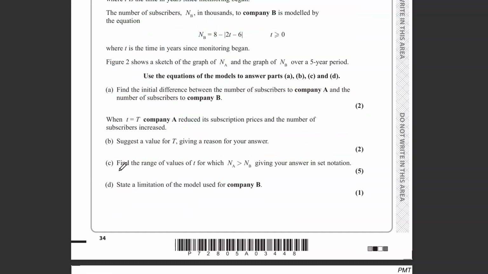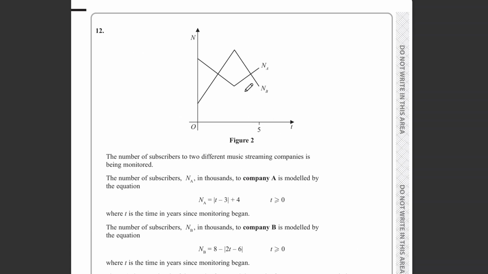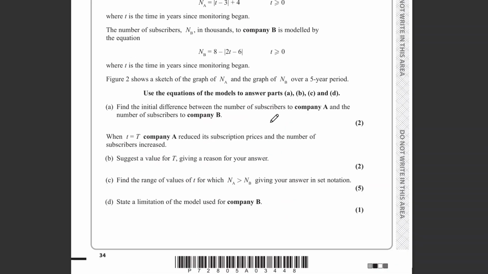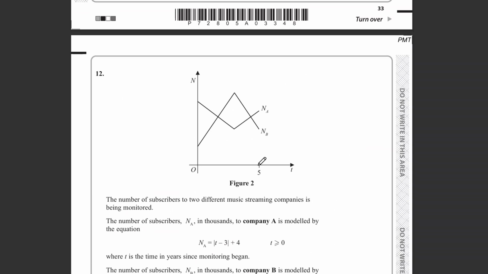Okay, and then for part C, we need to find the range of values of t for which NA is bigger than NB, giving your answer in set notation for 5 marks. So if we look at the figure here, NA is this line here, and NB is this line here. So the sections where NA is bigger than NB are here and here. So we need to find these sections, and the easiest way to do this is we can see that these two lines have 2 points of intersection. They have one here and one here. This section is before this point of intersection, and this section is after this point of intersection.